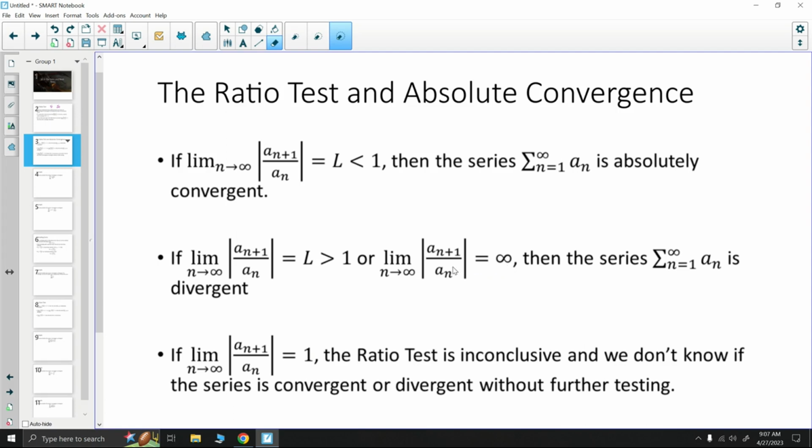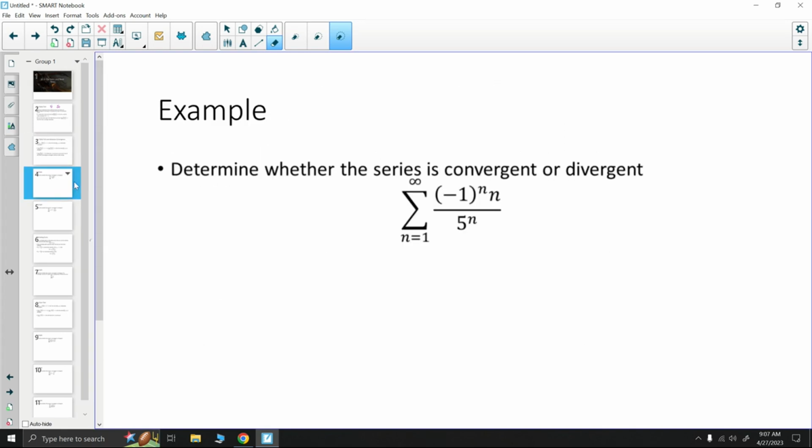So we know not to waste time trying to find the sum. And if it's equal to 1, if we ever find something that equals 1, it's inconclusive. We don't know if it converges or diverges. We have to go somewhere else to show whether it converges or diverges, so we have to use a different test. So it doesn't work for everything, but there are times when it's quite handy. So let's take a look at an example.